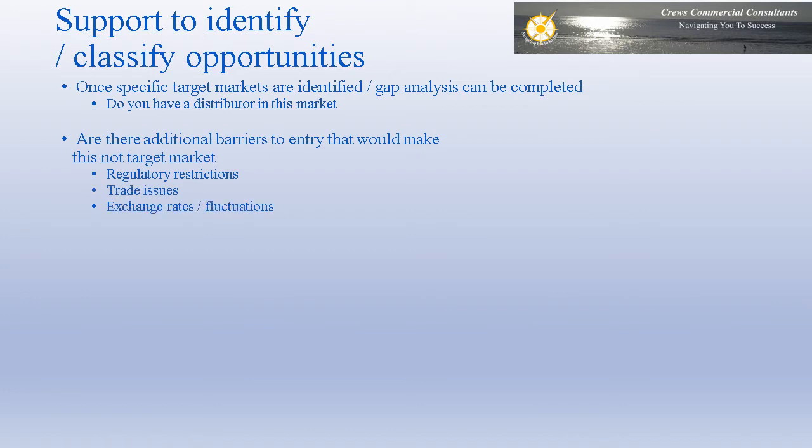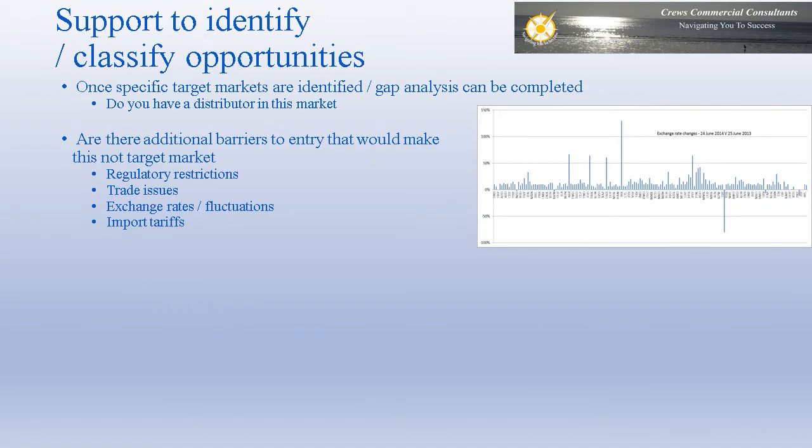I would also then step back and think, okay, you might want to go into that market, but are there additional barriers to entry that will make this not such an ideal target market? Are there regulatory restrictions? Are there trade issues? What are the exchange rate fluctuations? So, for example, here's a report on exchange rates from June of 2014 that shows how dramatic some of the exchange rates have been.